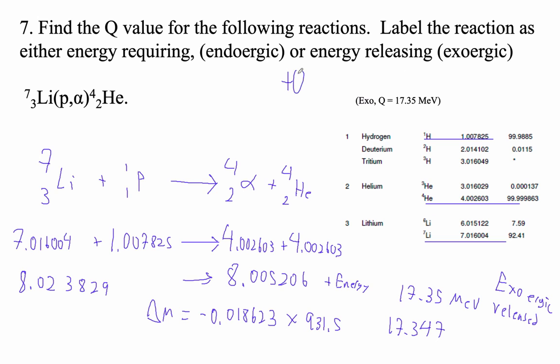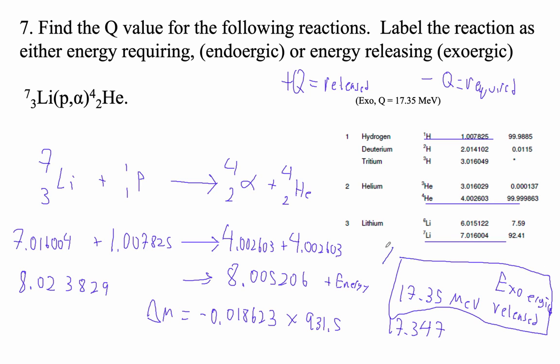So positive Q is released. A negative Q means it's like a deficit. You've got to make up for that, right? That means required, like postage due. Okay, so there we go. So we say that it's exoergic, right? All right.